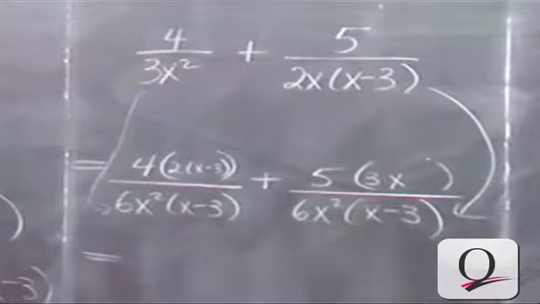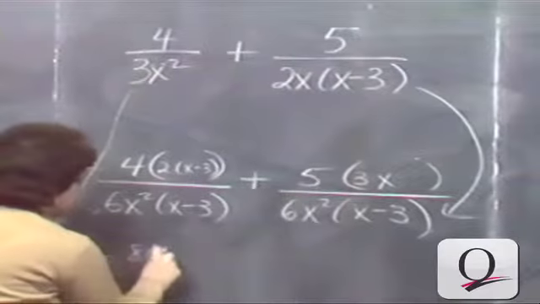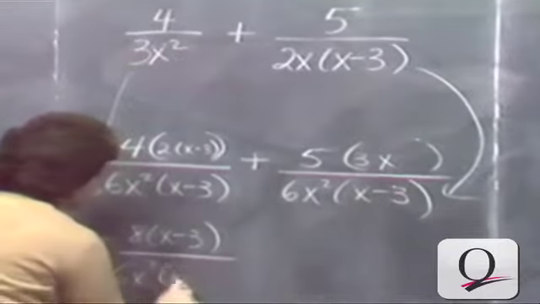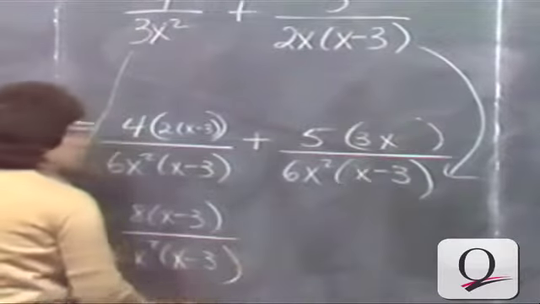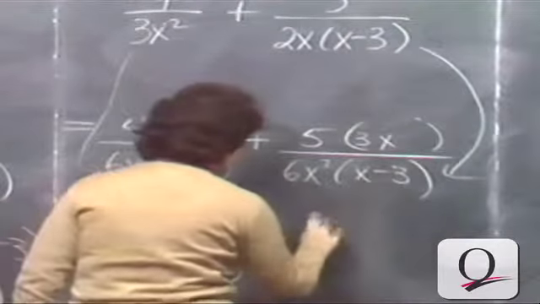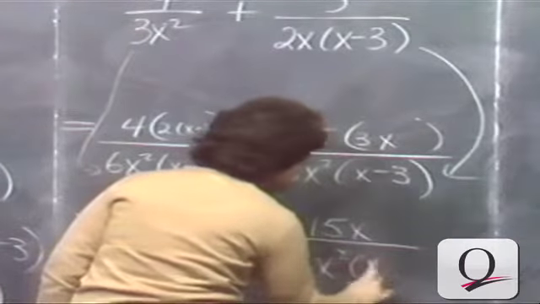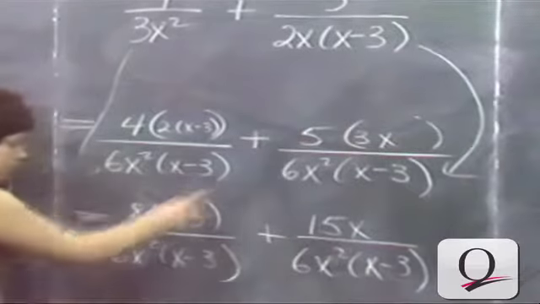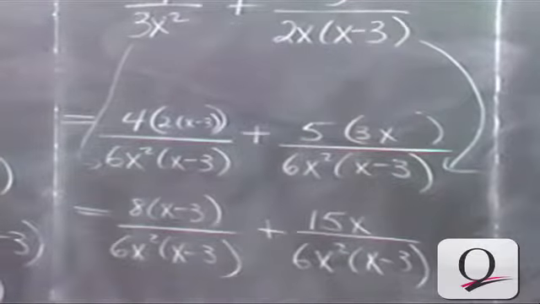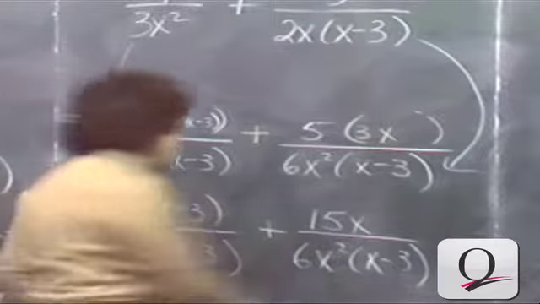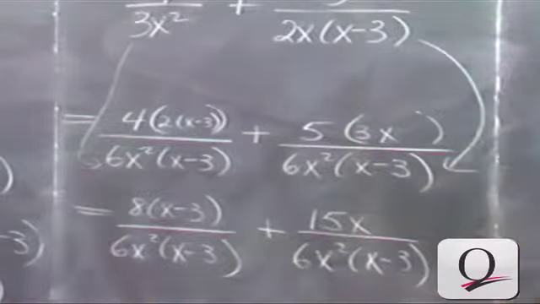Let's see what we have. This is 8 times x minus 3 over 6x squared times x minus 3. And this is 5 times 3x, 15x over 6x squared times x minus 3. Of course, you do not cancel the x minus 3's here. The whole idea is that we now have fractions with the same denominator, and we can add up their numerators and put it over the common denominator.